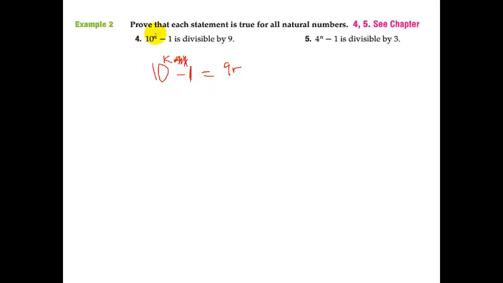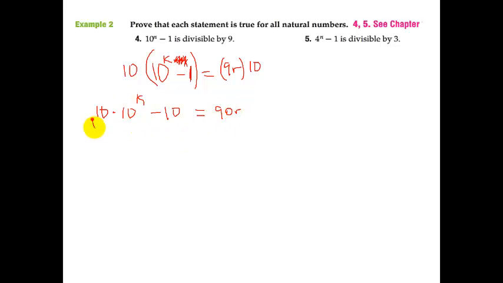It's 10 to the k, or 10 to the n, and then minus 1 separately as a subtraction, not as an exponent. So I'm going to multiply this side by the base, which is 10. That way I can get a 10 to the k plus 1. But I have to multiply this side by 10 as well. And I'm going to do this example a tiny bit different than the previous one because I think my way is slightly better. If I distribute this 10 in, I get 10 times 10 to the k minus 10 equals 90r.